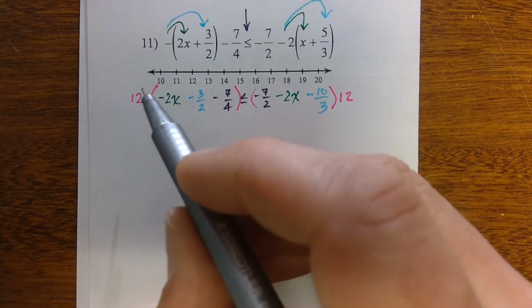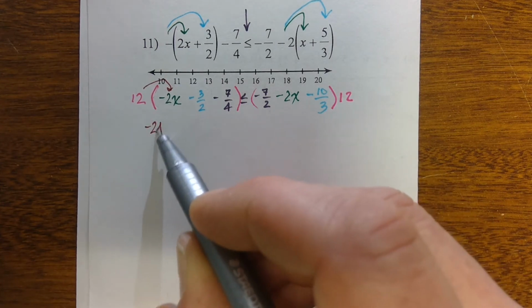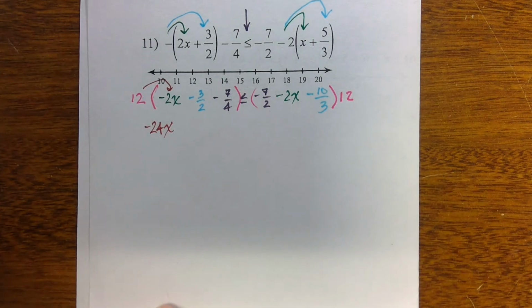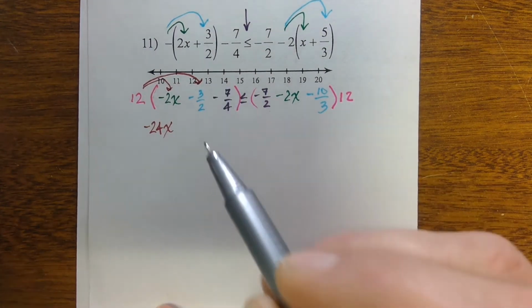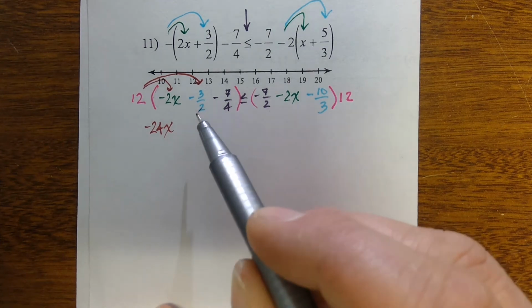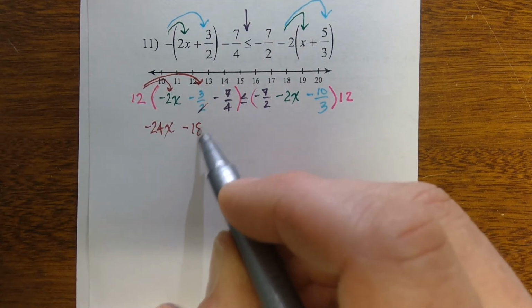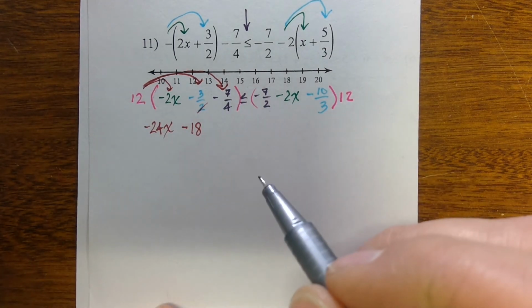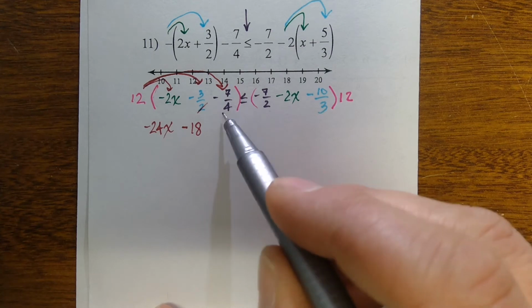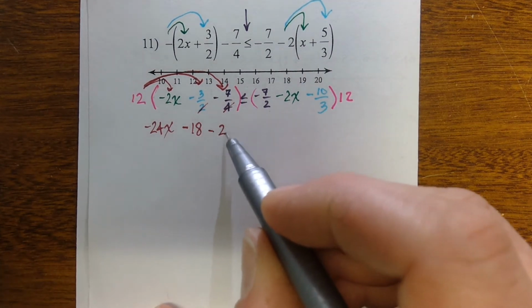Okay? And so 12 times -2x is -24x. 12 times -3/2, of course, that 2 will go into 12 6 times, so I get -18. When I do 12 times -7/4, that 4 will go into 12 3 times, so I get -21.